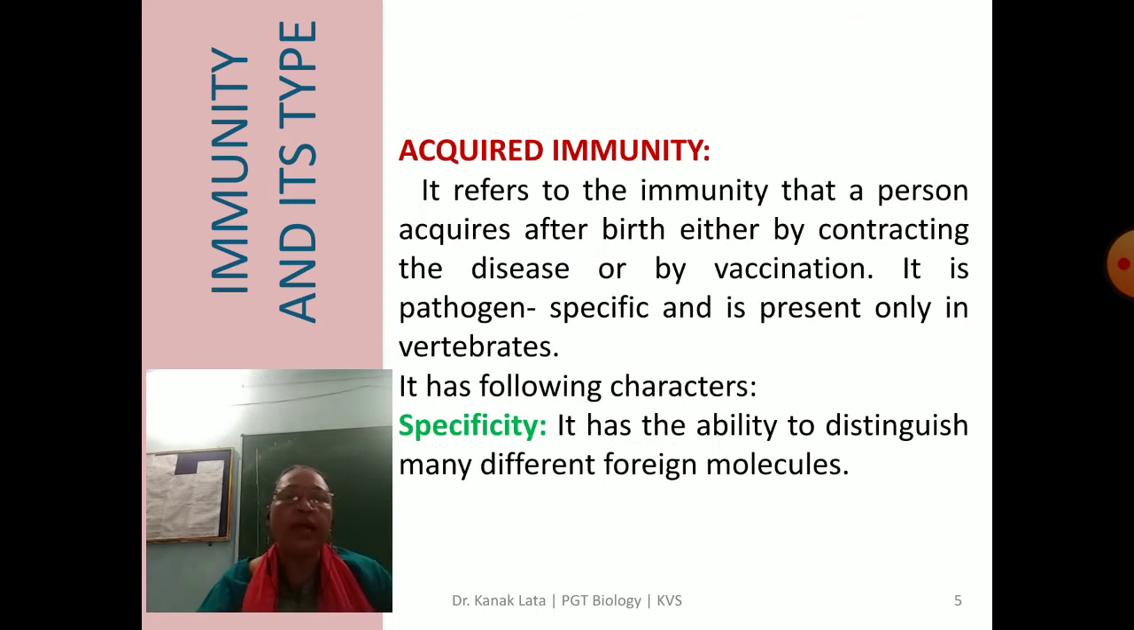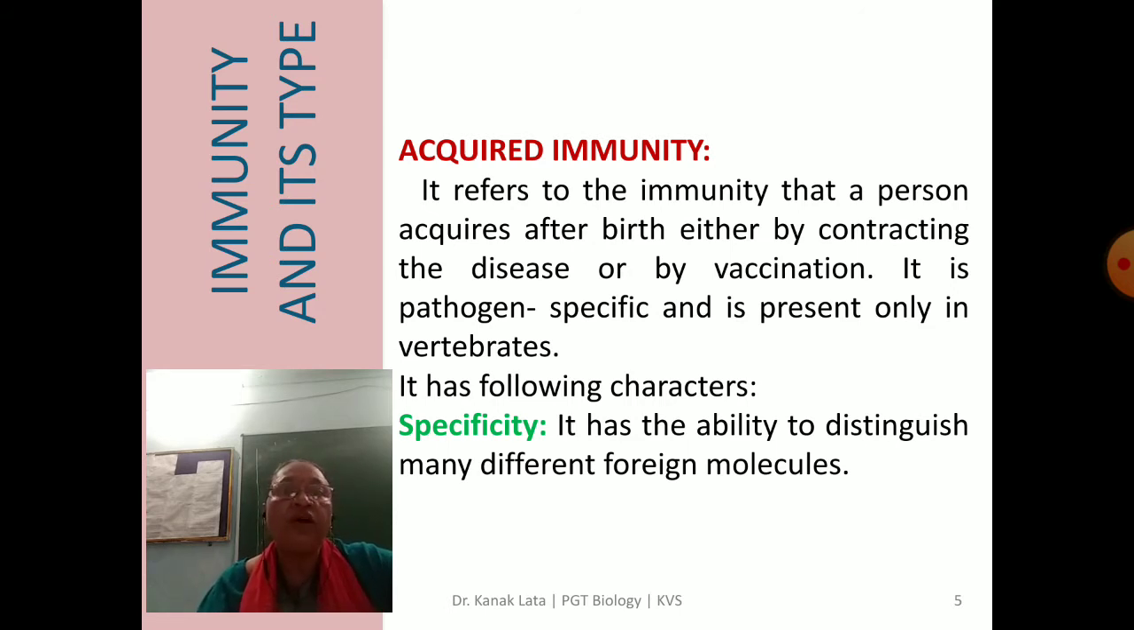Now we will learn about acquired immunity. In this case, an individual acquires the immunity after birth. Either it is developed by contracting the diseases or by vaccination. Unlike innate immunity, acquired immunity is pathogen specific and only present in vertebrates.